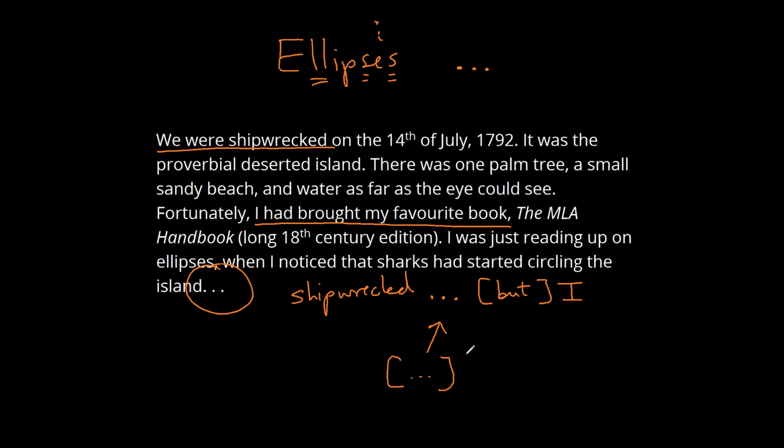Next thing to notice is that sometimes you may want to jump from the end of a sentence, or even from the middle of a sentence, but when your quotation keeps going, it's a new sentence syntactically. Well, in that case, you actually need 4 periods. So let's say that you write "we were shipwrecked," and you go all the way to 1792, and then you keep going with "fortunately, I had brought my favorite book." So you would get to 1792, and the sentence clearly ends there, and then you'd add 3 more spaced periods, the ellipsis, and then you would keep going with "fortunately," and so on.